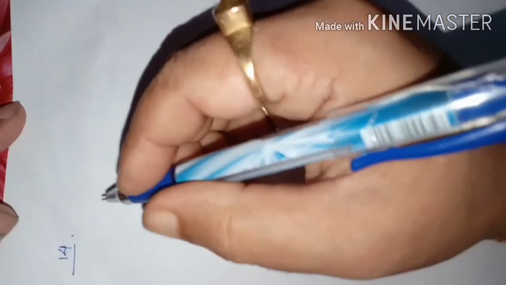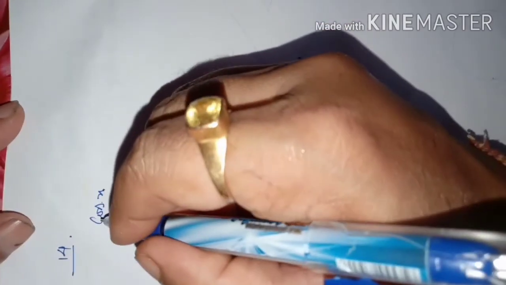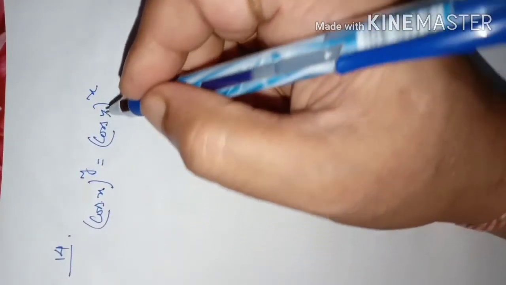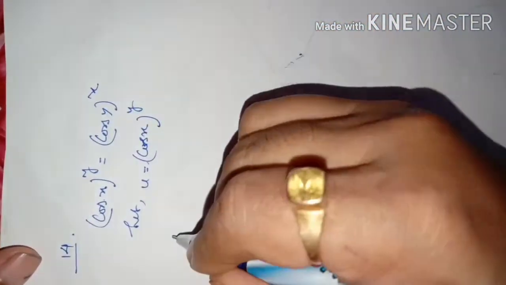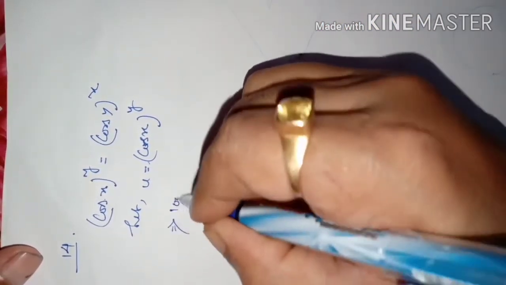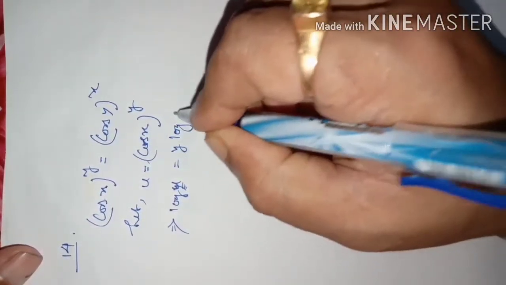So in question number 14, (cos x) to the power of y is equal to (cos y) to the power of x. See this. So let us consider this as u. Suppose u is equal to (cos x) to the power of y, then log u will be equal to y times log of cos x.